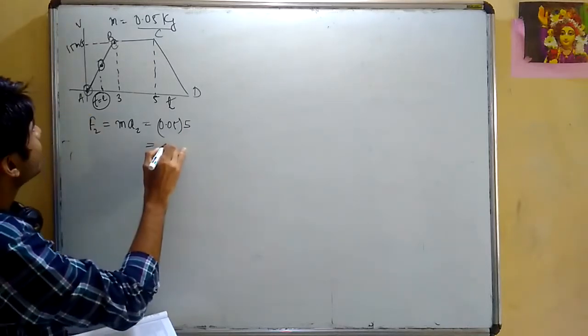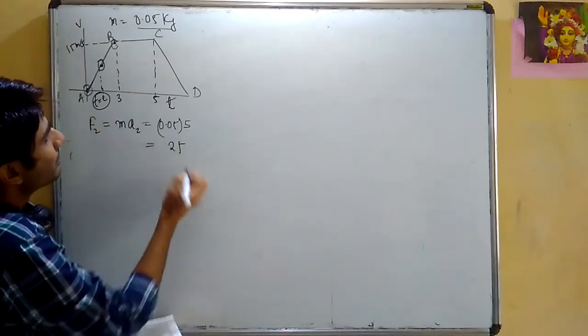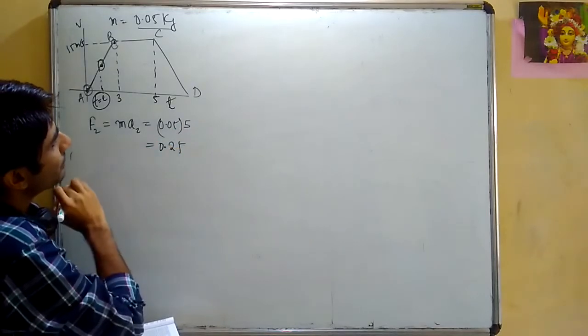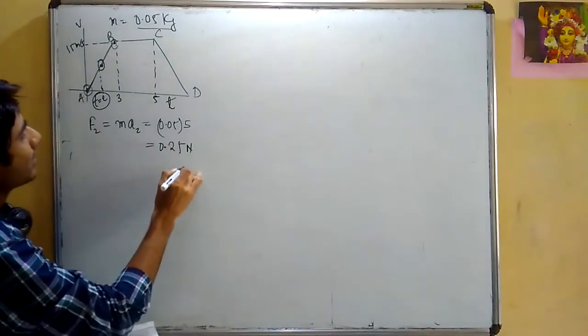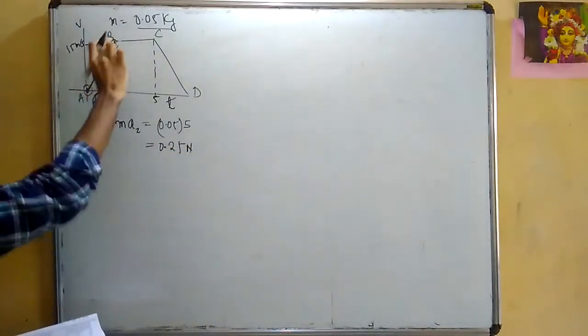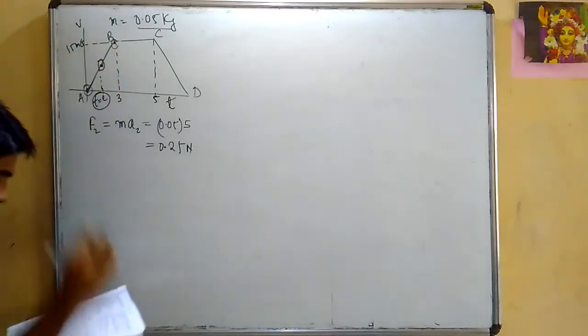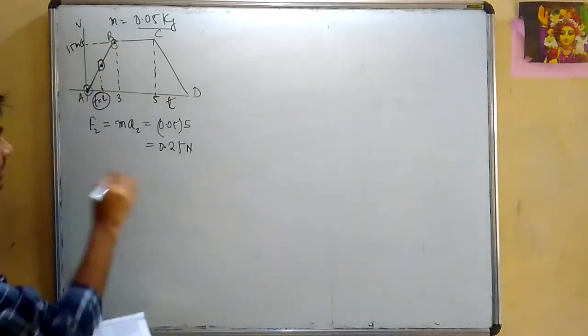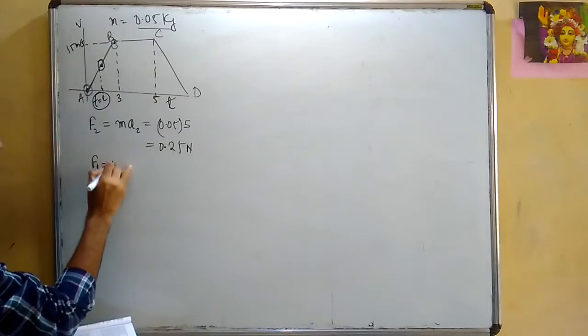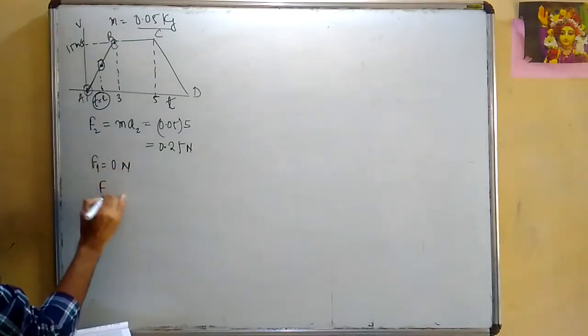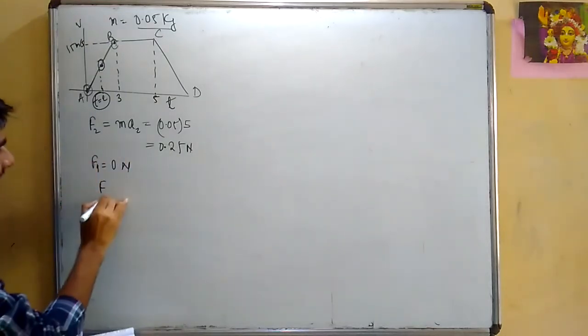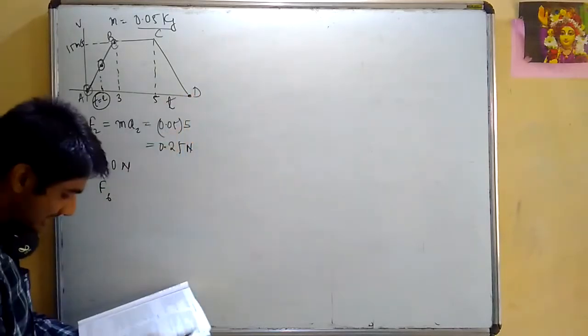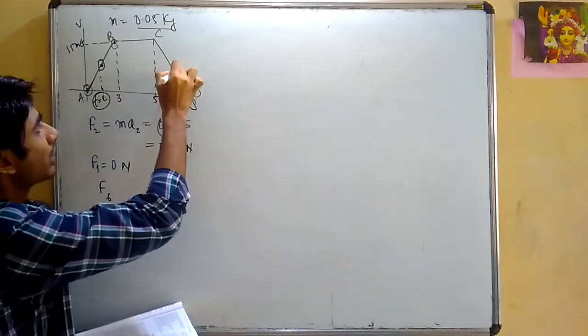So I directly have the answer. That is 0.25. The answer is 0.25 newtons is the force acting at t equal to 2 seconds. At t equal to 4 seconds, the body is moving with constant speed, therefore no force will act. And at t equal to 6 seconds, I guess this halts at 8 seconds. So 6 seconds is somewhere here.